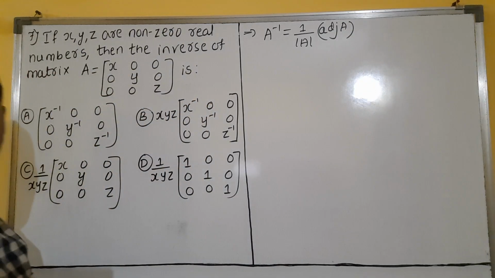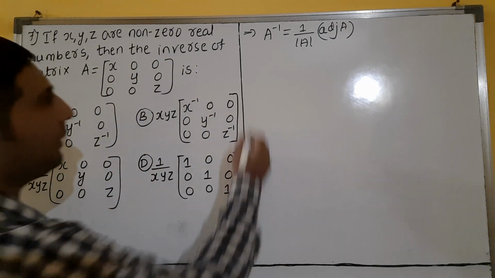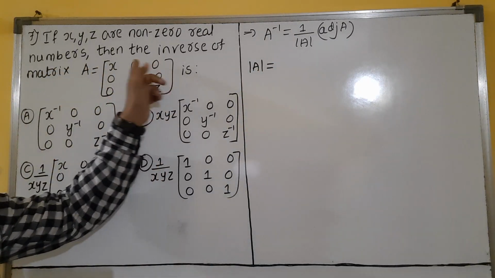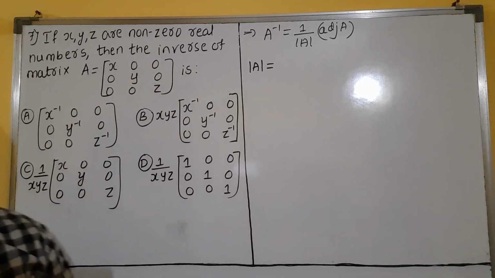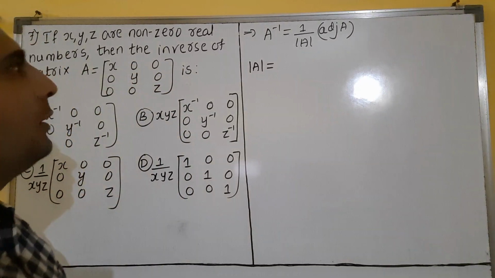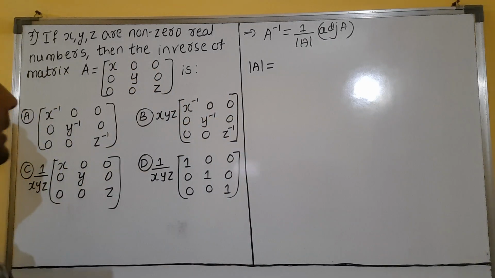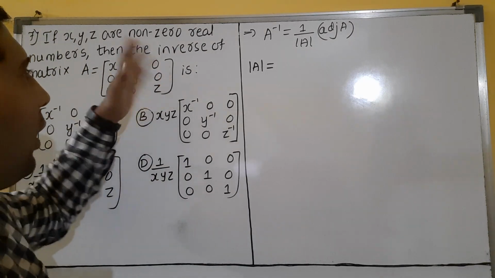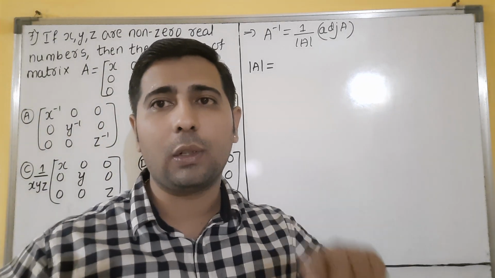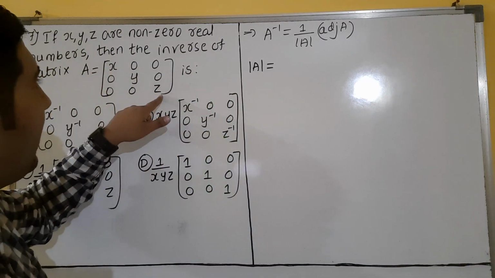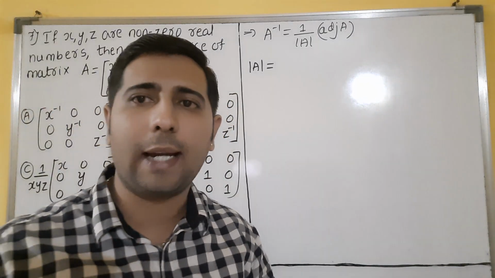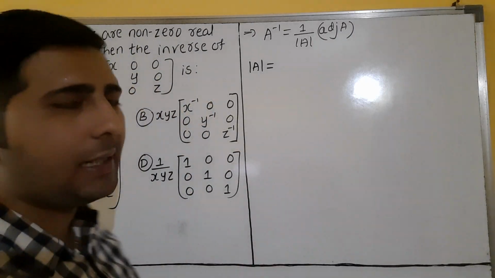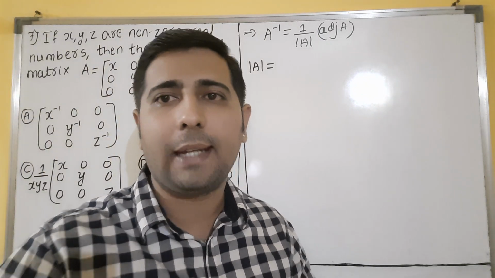Everyone knows that. So first we will find the determinant of A. How will we find it? This is a diagonal matrix, dear students. Except the diagonal elements, all the elements are 0, and the diagonal elements are different. Can you see here x, y, z are different? If they were the same, it would be a scalar matrix, you know that. So when it is a diagonal matrix, the determinant can be found easily: product of diagonals.